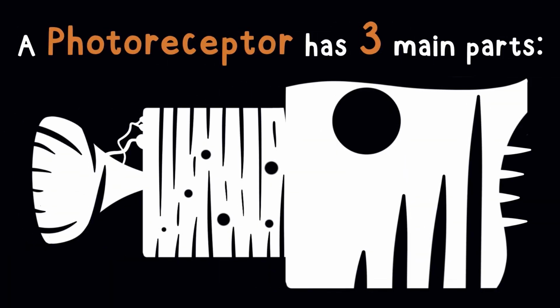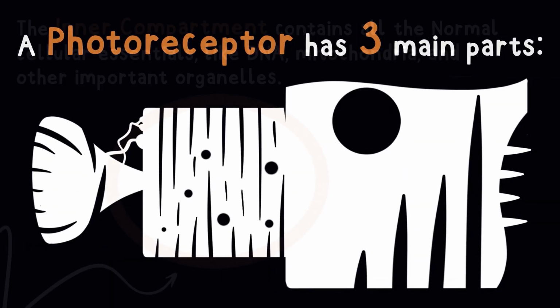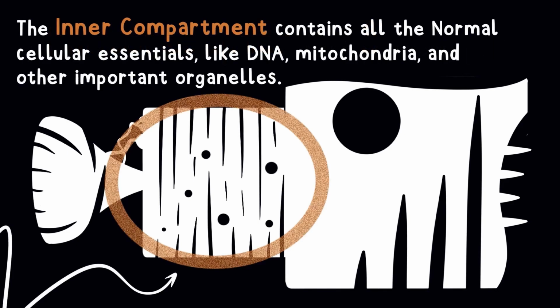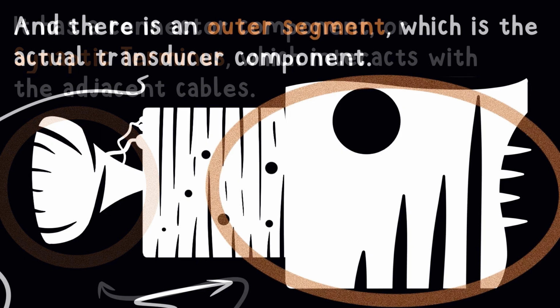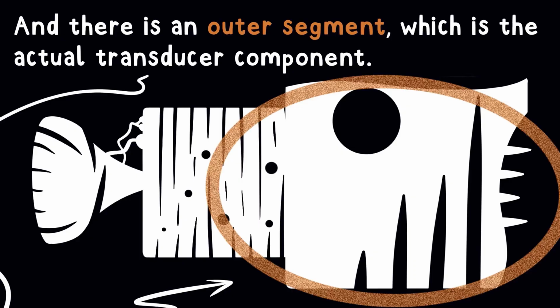A photoreceptor has three main parts. The inner compartment contains all the normal cellular essentials, like DNA, mitochondria, and other important organelles. There is a connector component, or synaptic terminus, which interacts with the adjacent cables. And there is an outer segment, which is the actual transducer component.